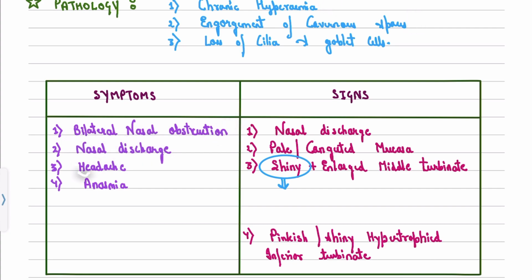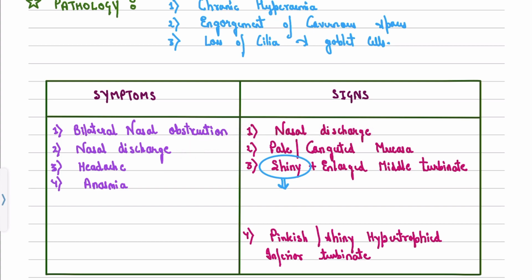Then we have headache, and due to nerve irritation, we might as well see anosmia in the patient of chronic simple rhinitis. So these were the symptoms. Next, we have signs. Signs are important. First of all, we will see nasal discharge. It becomes both a sign as well as a symptom.